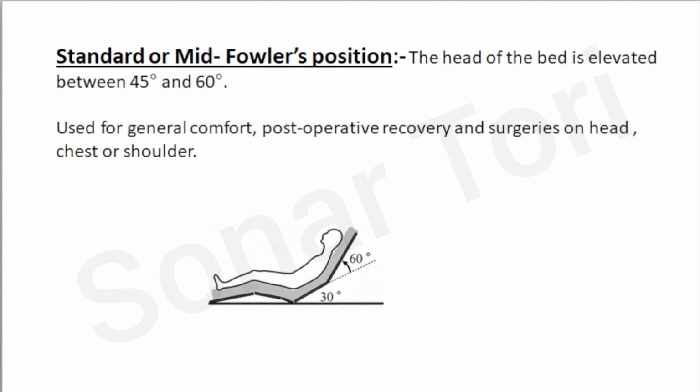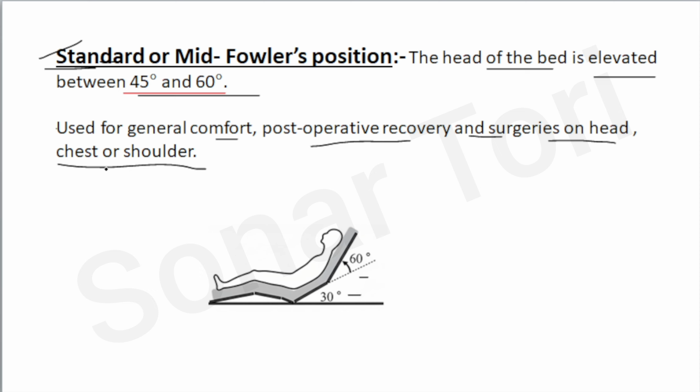Then standard or mid-Fowler position. When the head of a bed is elevated between 45 degrees to 60 degrees, this specific position is called standard or mid-Fowler position. See this picture, the head of the bed is almost closer to 90 degrees. So this position is called standard or mid-Fowler position. It is used for general comfort, post-operative recovery, or surgeries of the head, chest or shoulder.